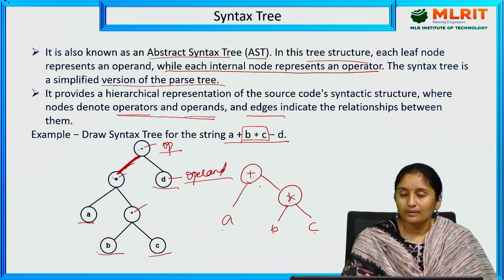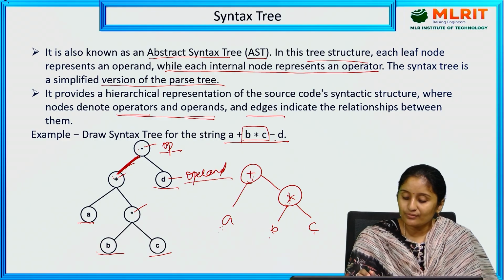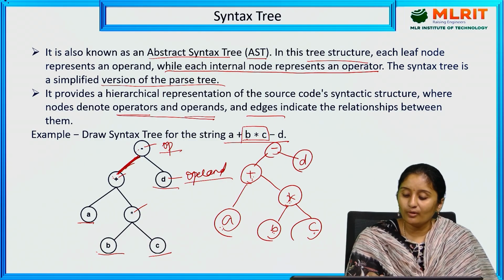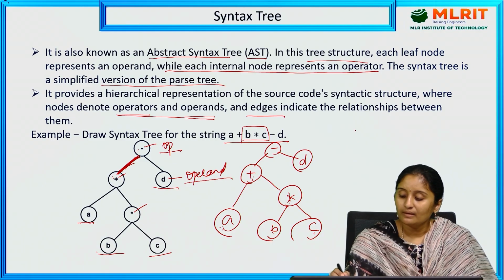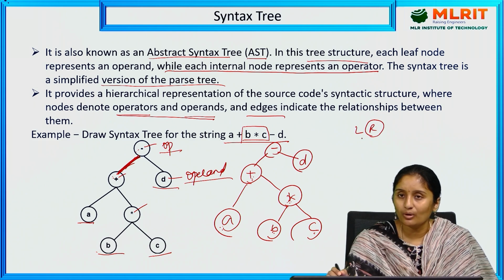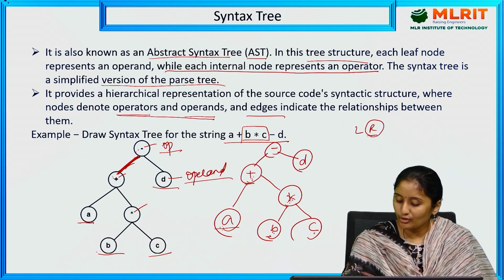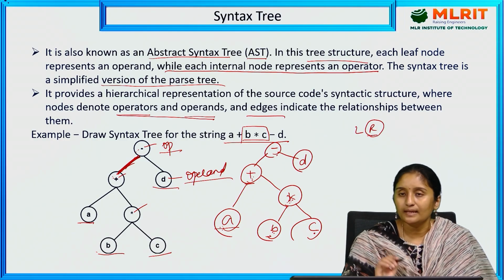Left, root, right. So a is the left, plus b into c. That is completed. The next one I have is minus d. It is in the form of infix operation, so left, root, right. The leaf nodes are the operands and the internal nodes are the operators. So left: a plus b into c minus d.